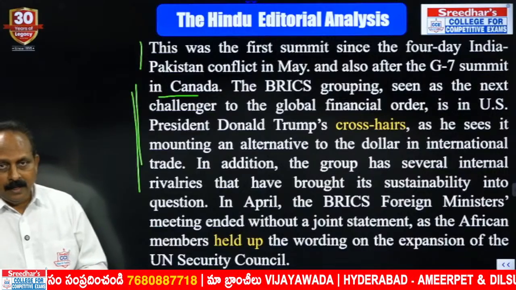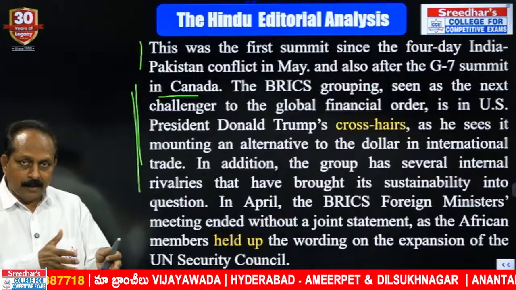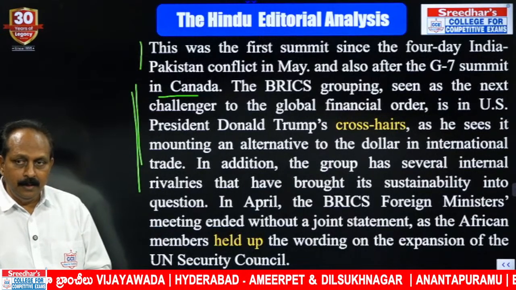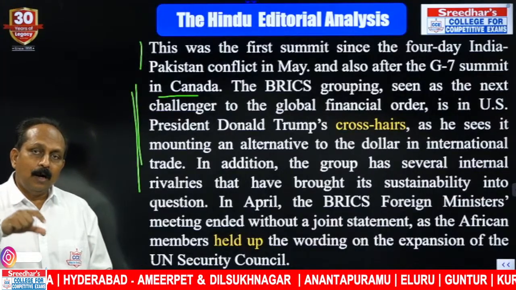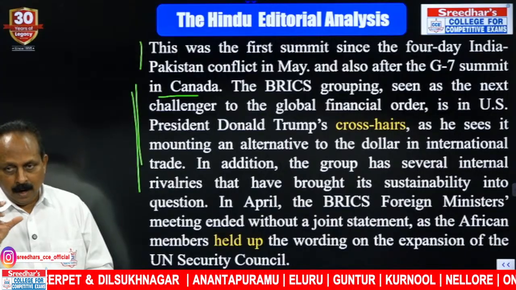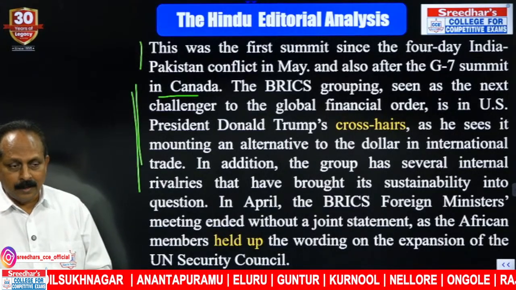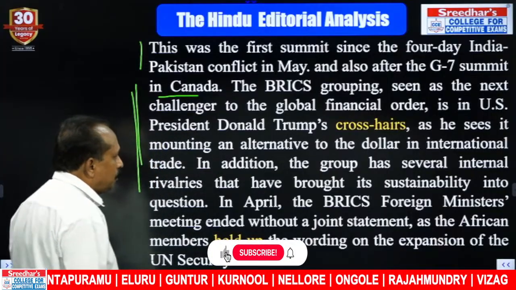And because of that, he has kept this particular organization. He's either trying to threaten or he's scrutinizing. And based on that, the writer says it is in Donald Trump's crosshairs. Means Donald Trump is observing, scrutinizing, threatening the BRICS organization. That's what it means. A bit difficult to understand.